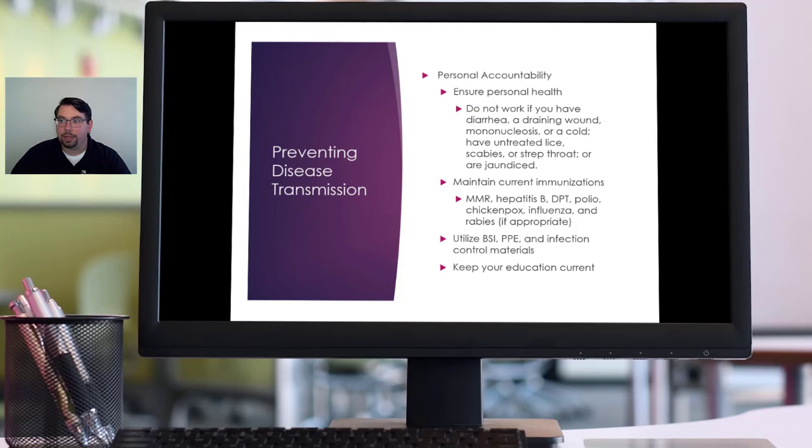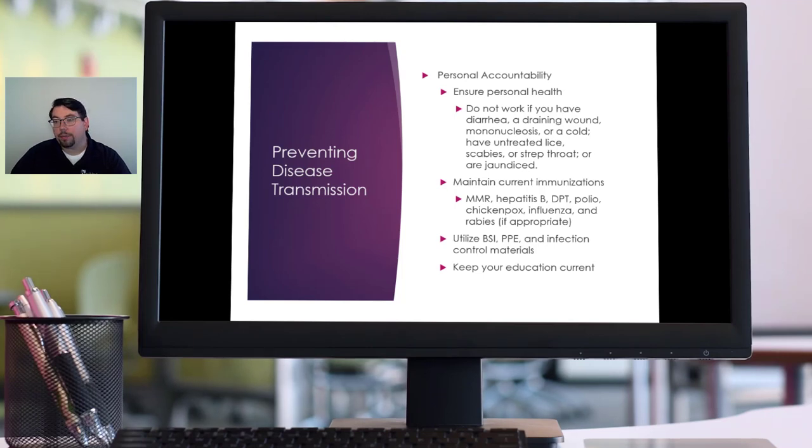Do not work if you have diarrhea, a draining wound, some type of mono, a cold, untreated lice, scabies, strep throat, or even jaundice, right? Make sure you are healthy if you're going to work. We don't want to spread disease to others.